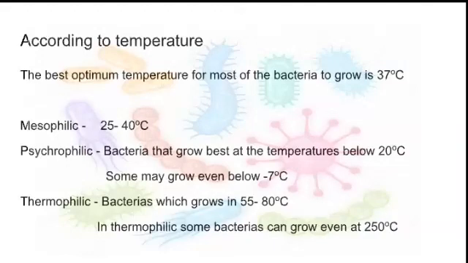Psychrophilic bacteria grow best at a temperature of less than 20 degrees Celsius, and mesophilic bacteria need a temperature of 25 to 40 degrees Celsius. So 37 degrees Celsius is a very optimum temperature for the bacteria to grow effectively. When you make them grow in the lab for culture, you should maintain about 30 to 40 degrees Celsius for the bacteria to grow.